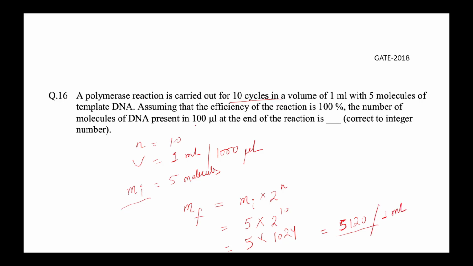Okay, and it has been asked how many molecules will be present in a 100 microliter reaction. So 1 ml, or we can also say 1000 microliter, has 5120 molecules, so in 100 microliter we'll have 512 molecules of DNA. Okay, so the answer will be 512. So this will be the answer to this question.